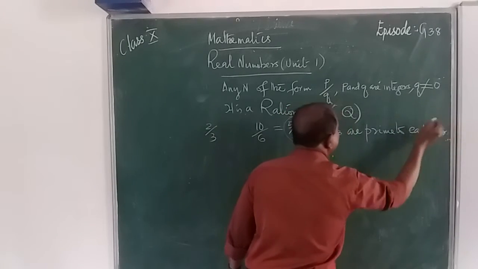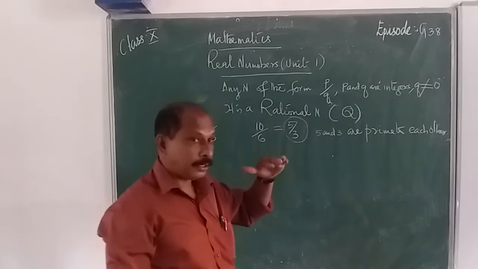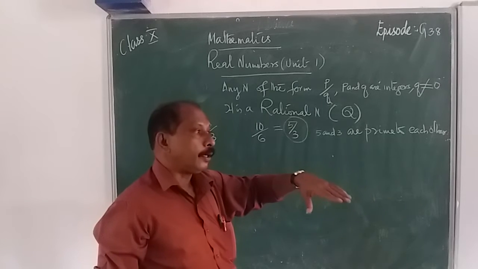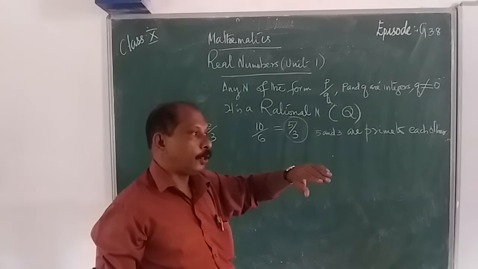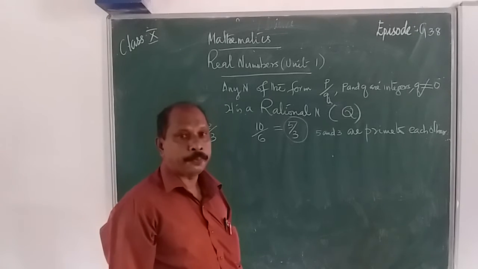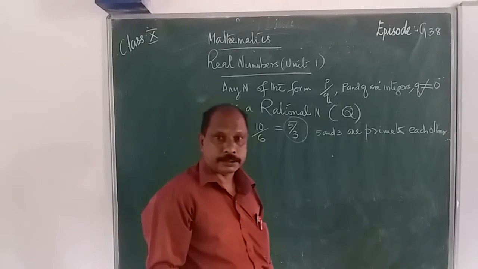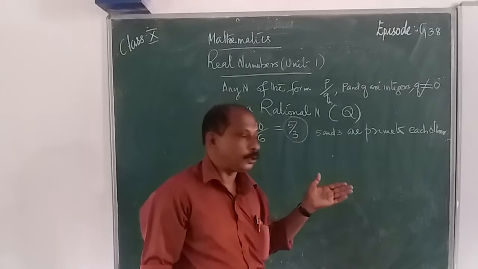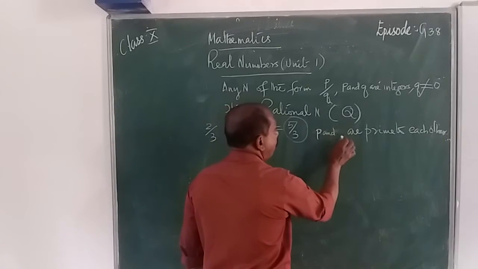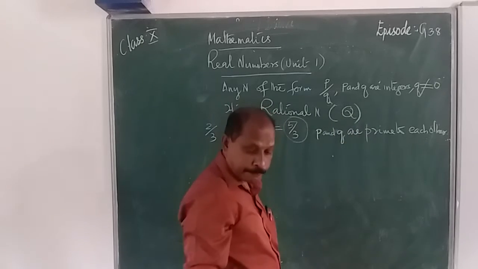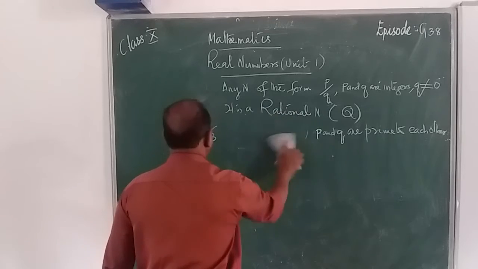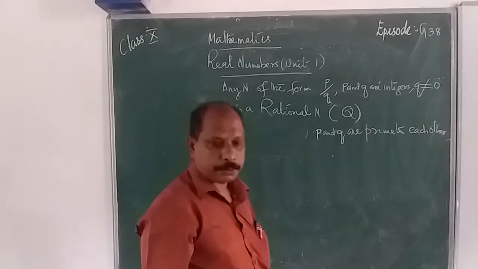That is the result. Therefore, there is a standard expression for that rational number. Any rational number denoted as Q is of the form p by q, where p and q are integers and q is not equal to 0, and p and q are prime to each other. That is the general definition of a rational number.